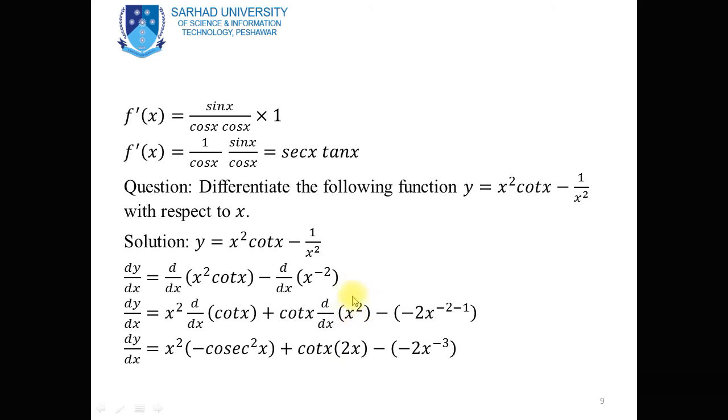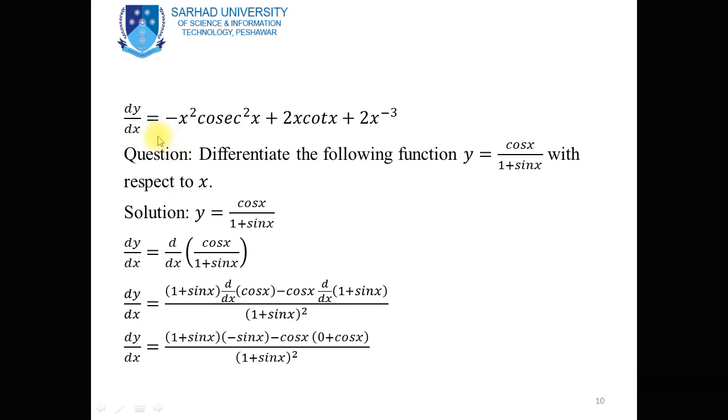x, and the derivative of x square is 2x, and using the power rule for this term we obtain minus 2 into x power minus 3. So this is the derivative of the given function. Now after simplification we obtain the derivative of the function with respect to x is equal to minus x square cosecant square x plus 2x cotangent x plus 2x power minus 3.